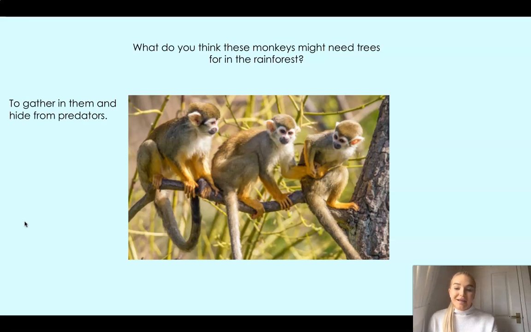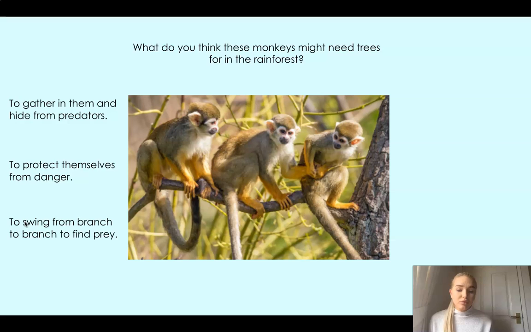The first reason is to hide from the predators that might be after them. So those other animals that might want to have the monkeys as food. They might want to be able to swing from branch to branch, which is another reason. They might want to protect themselves from danger in the same way that they need to hide from predators. They might also need to, as I stated a second ago, swing from branch to branch, but they might want to swing from branch to branch to be able to actually find their prey, what they need to eat.